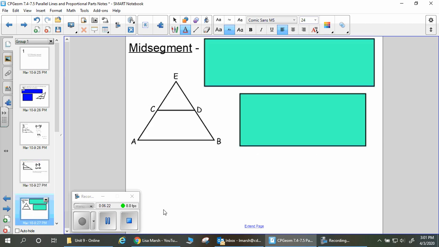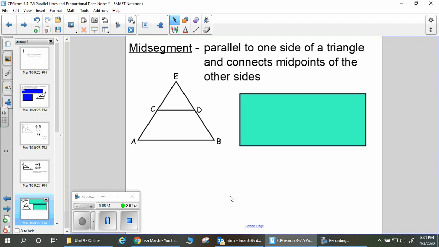Sometimes this parallel line in the middle is actually going to be considered a midsegment. So a midsegment is parallel to one side of a triangle and it connects the midpoints of the other sides. So if we mark our picture for that, parallel, I can put in those triangle markings, right? And then think about what it means to be a midpoint. If C is the midpoint, remember that's going to make EC and CA the same. And if D is a midpoint, that means ED and DB are going to be the same.